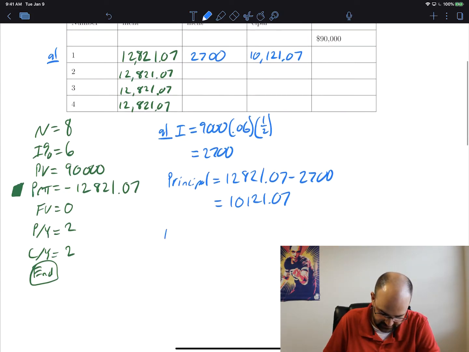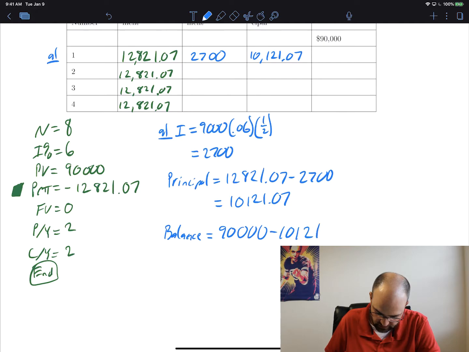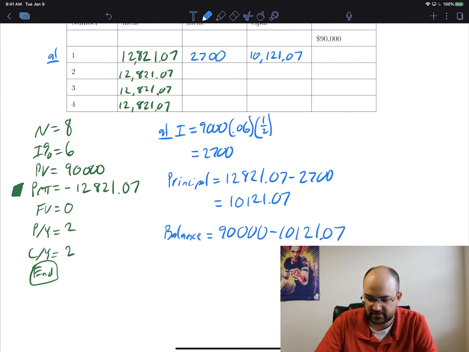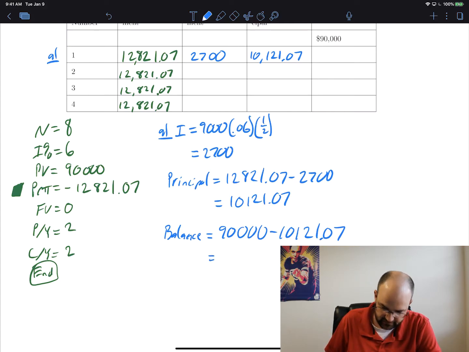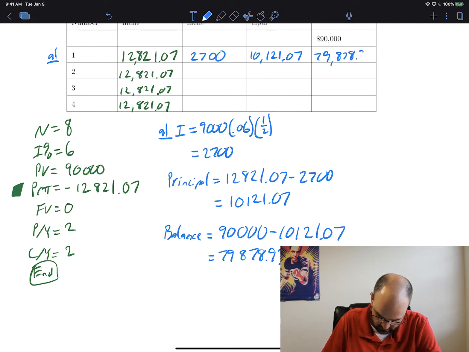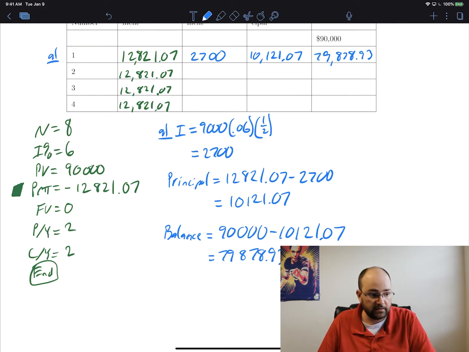So for the balance, that'd be the previous balance of $90,000 minus the $10,121.07. And in this case, that will give us $79,878.93. Good deal. And that's the first row.